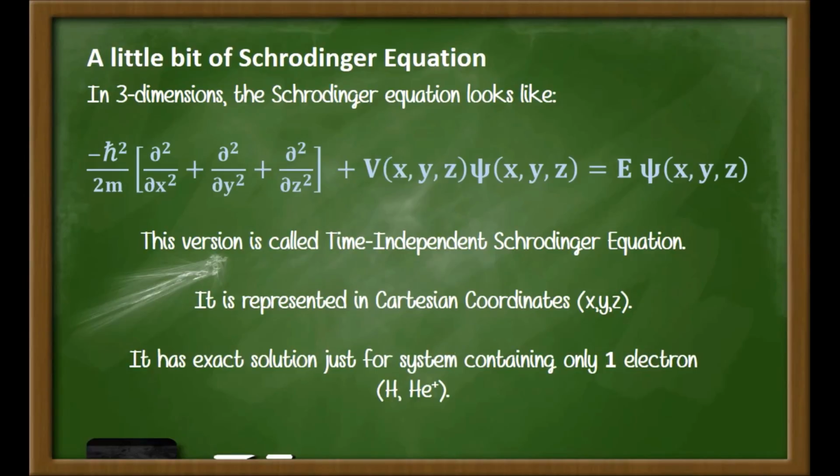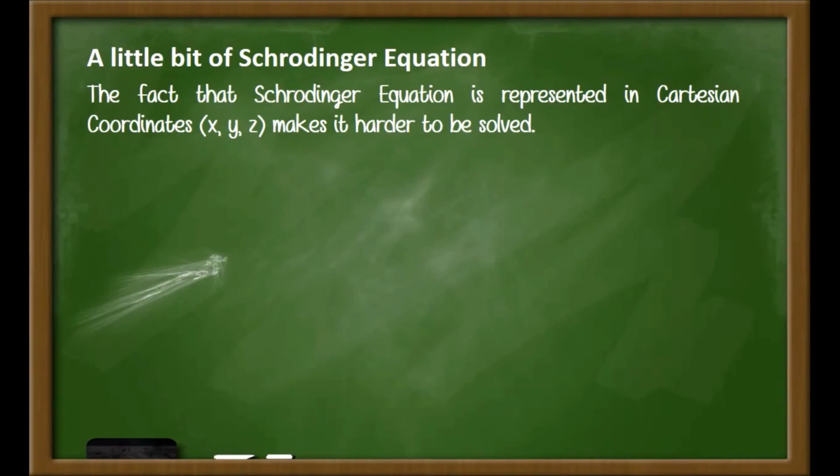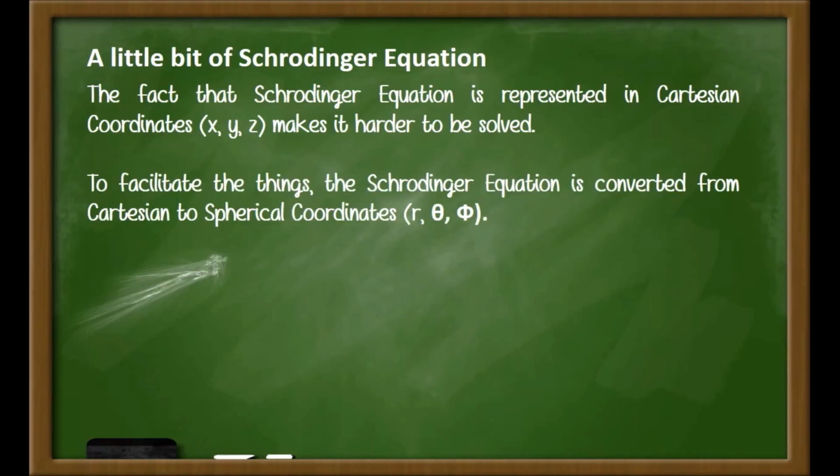And third, it's very important to understand that there is an exact solution for the Schrodinger equation just for systems containing only one electron. For instance, a hydrogen atom or helium plus ion. The fact that the Schrodinger equation is represented in Cartesian coordinates x, y, z makes it harder to solve. So to facilitate things, the Schrodinger equation is converted from Cartesian to spherical coordinates r, theta, phi.